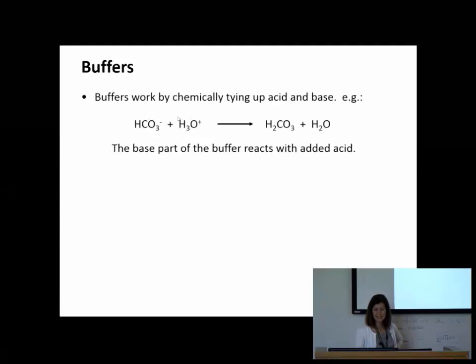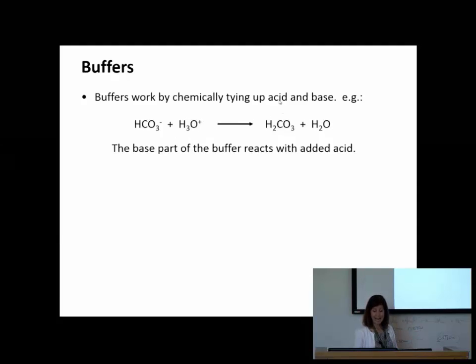The base part of the buffer, added in acid, produces the acid part of the buffer plus water. So that's what you're going to memorize. You're going to say, okay, when I have a buffer, I have a base and an acid. And when I add in acid, H3O, the base part of the buffer is going to react with the added acid to create the acid part of the buffer and water.